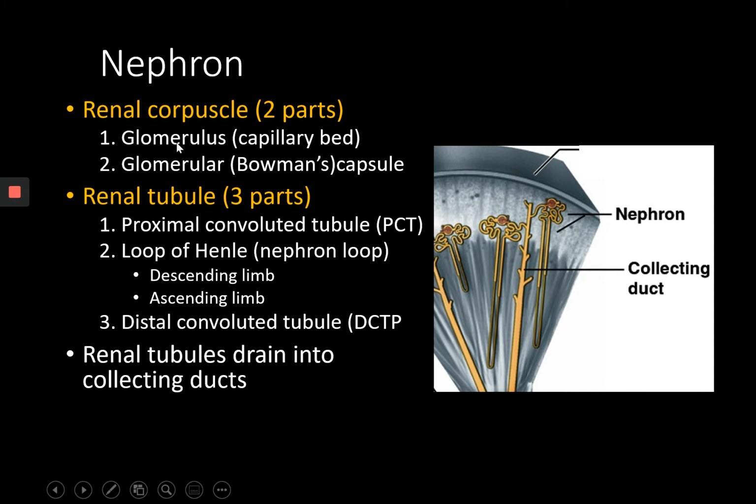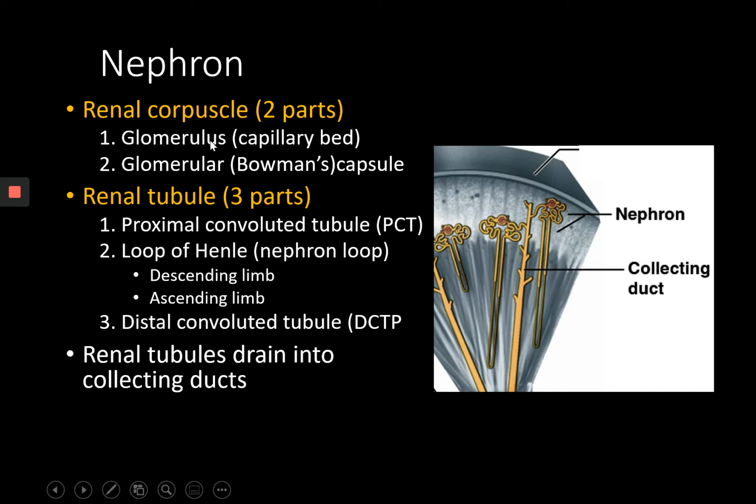There's the glomerulus, which is a capillary bed, and it gets its name from looking like a ball of yarn. It really is a convoluted capillary bed, looks like a ball of yarn, hence it's called a glomerulus. So a glomerulus is a capillary bed, and it's one of the parts of the renal corpuscle. Then there's a capsule that surrounds this capillary bed, and it's called the glomerular capsule. You may also hear Bowman's capsule or nephron capsule. But the 2 parts for the renal corpuscle are the glomerulus and the glomerular capsule, or Bowman's capsule.